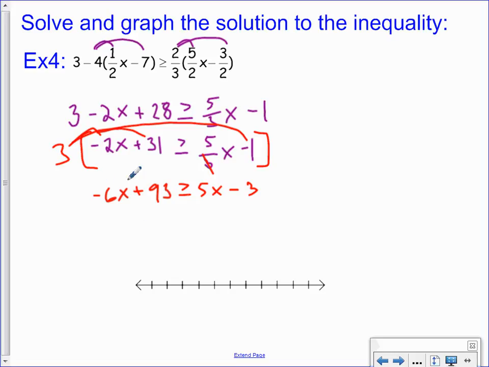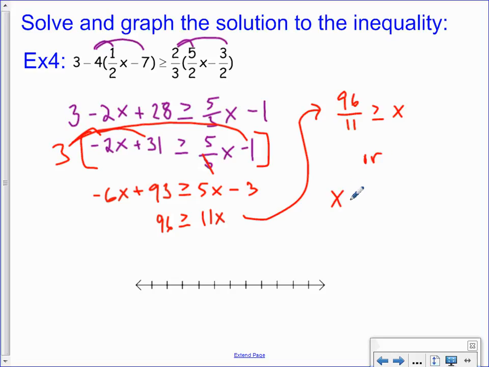Okay. The smallest variable is over here, so I'm going to add the 6x to the other side. That becomes 11x. Add the 3 to the other side is 96 is greater than or equal to 11x. And when you divide, move it up here, you would get 96 over 11 is greater than or equal to x, or x is less than or equal to 96 over 11. Okay?